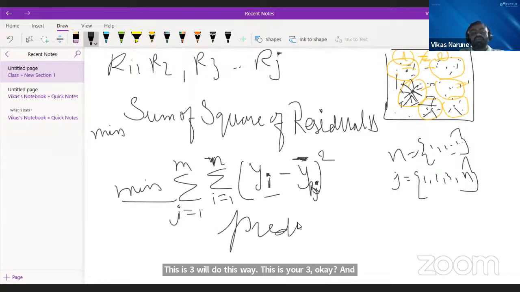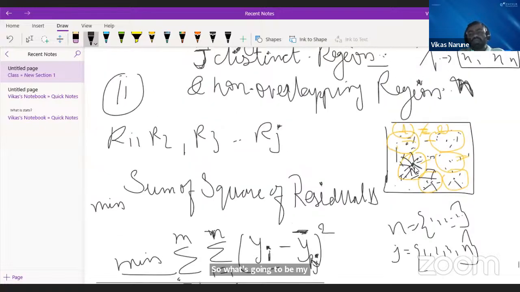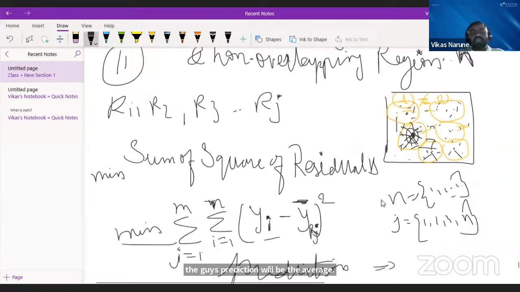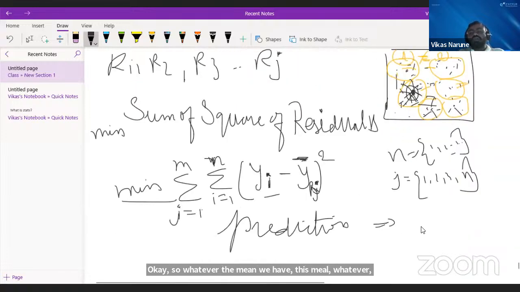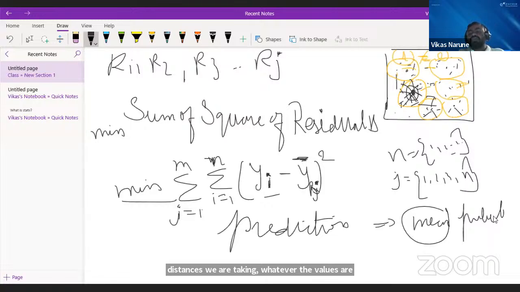That's the next question now. So what's going to be my prediction, guys? Prediction will be the average, the mean. Whatever values are present in a region, the mean of that region will become my prediction, guys. This is what's going to happen.